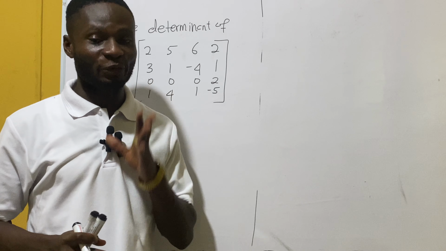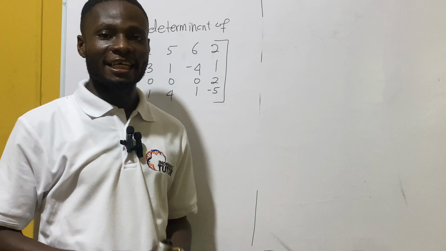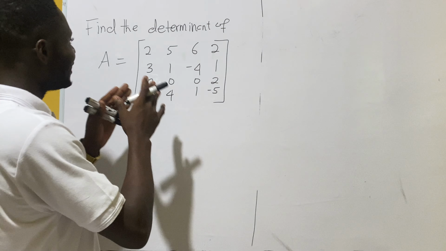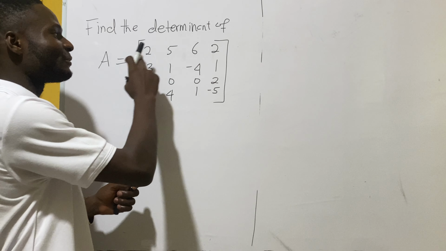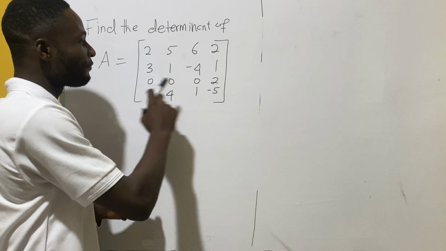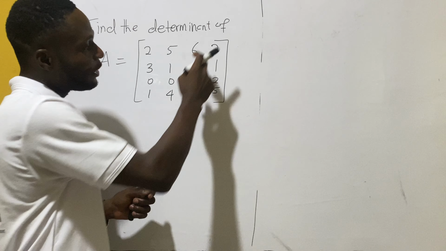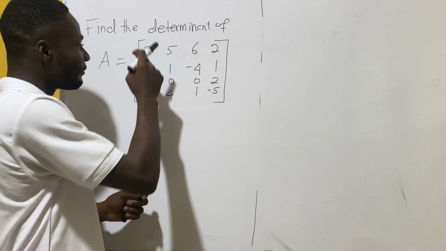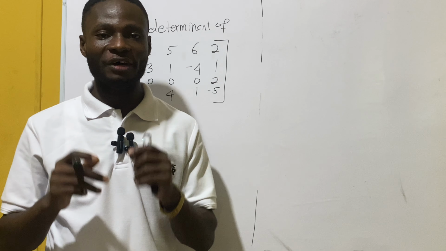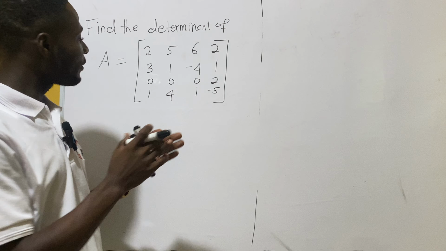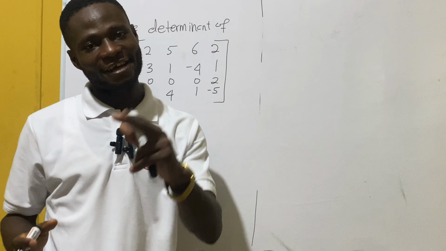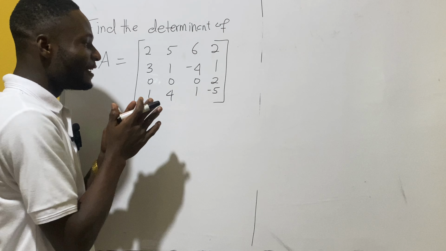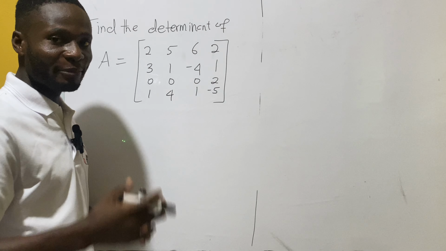Okay, in this episode, we are going to look at how we can find the determinant of this, how do you call it? This is 1, 2, 3, 4, 4 by 1, 2, 3, 4. So we're going to find the determinant of a 4 by 4 matrix. Let's dive into it.